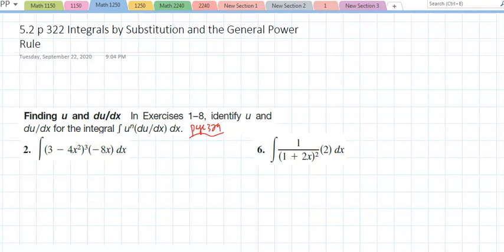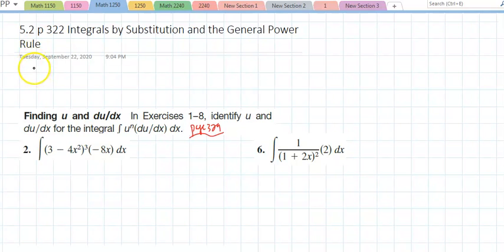Section 5.2 is one technique of integration. We have 5 techniques altogether, but we're going to learn only one. And that makes it really simple because that's the only rule you know: integration by substitution and the general power rule.